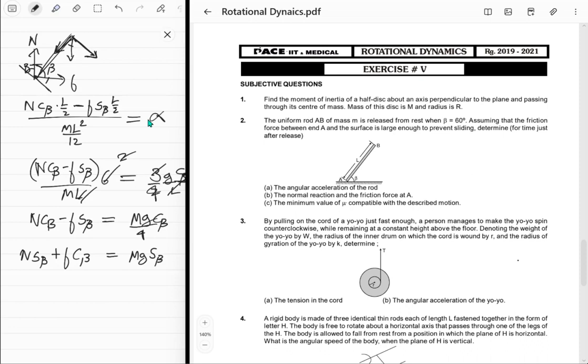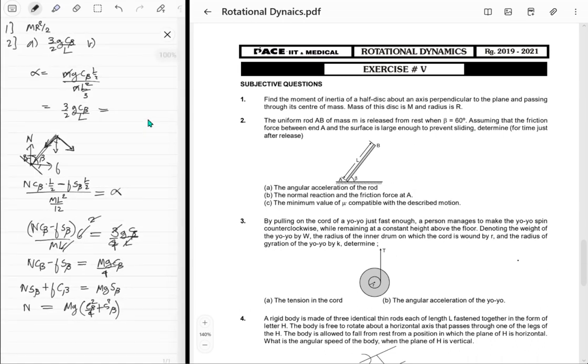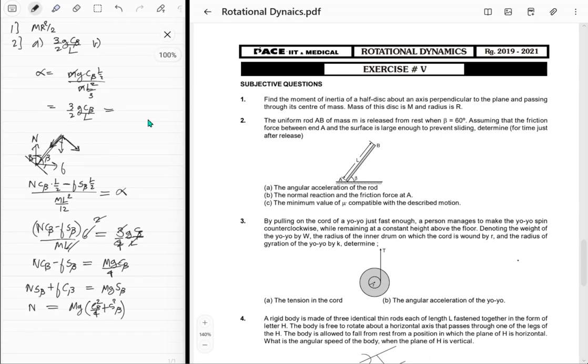What do we do? I guess just multiply this thing by cosine beta, this thing by sine beta, and then add these up. So this is going to be normal is equal to mg, and then you got cosine squared beta upon 4 plus sine squared beta. So from here you can figure out the normal force. I guess it's correct. Did I make some kind of mistake?